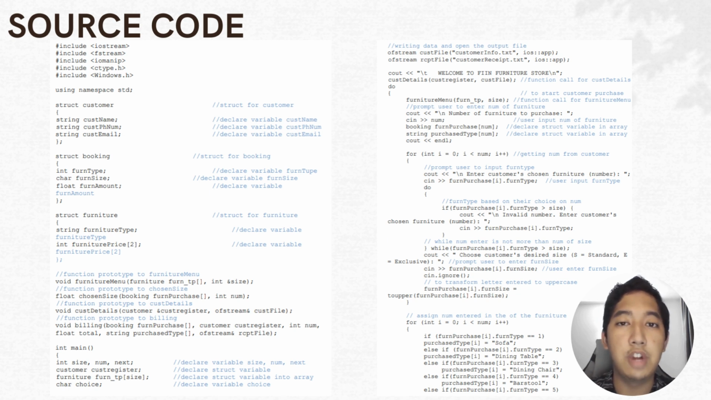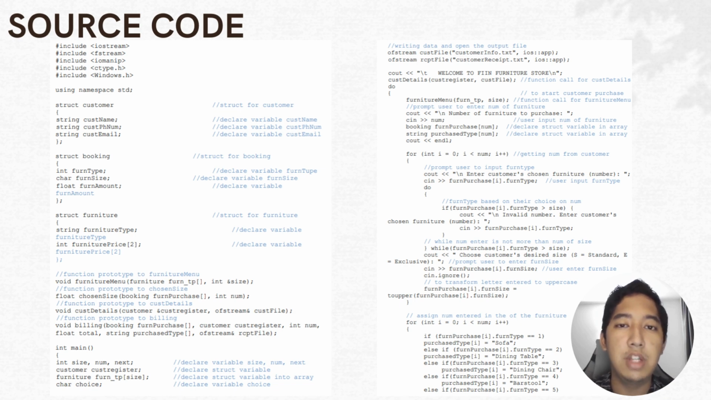And next one is struct furniture, which is used to display the furniture and the price of a furniture that we read from a file. And then there are 4 function prototypes, which is void furniture menu, float chosen size, void cost details, and void billing. This one I will explain to you in the next one. So move on to the main function.